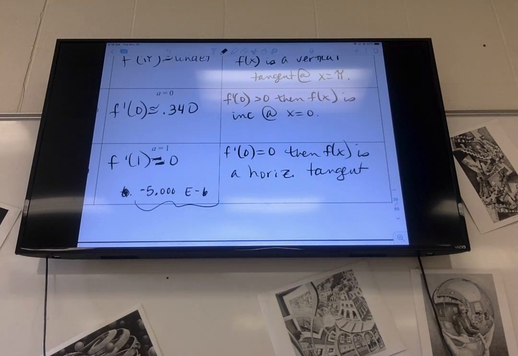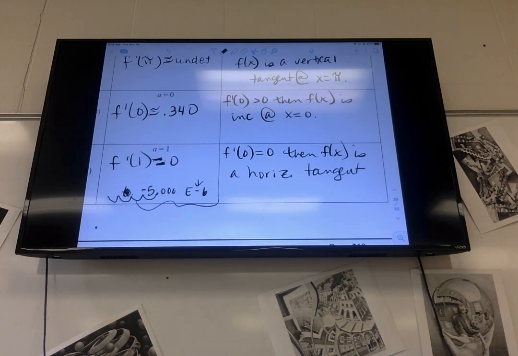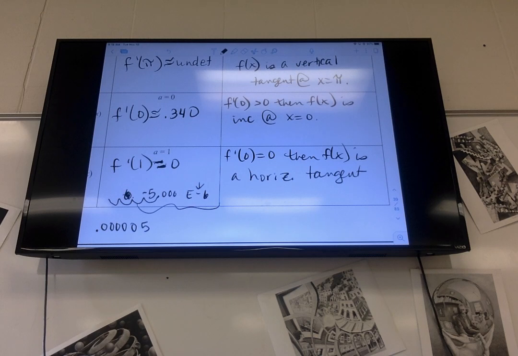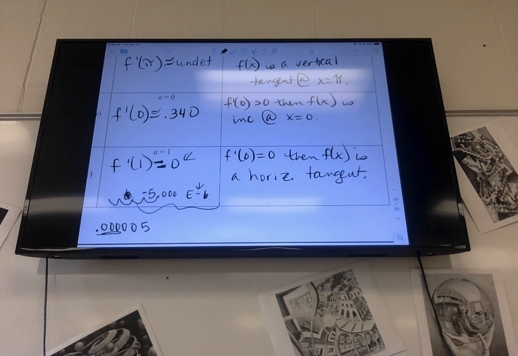And so you're going to move this decimal 6 places to the left because it's negative. So that means you're going to have 5 zeros. So if I round to 3 decimal places, it's 0. So that's why we got 0. And that's a horizontal tangent. Maybe there's a calculus option where it just shows the 3 digits.